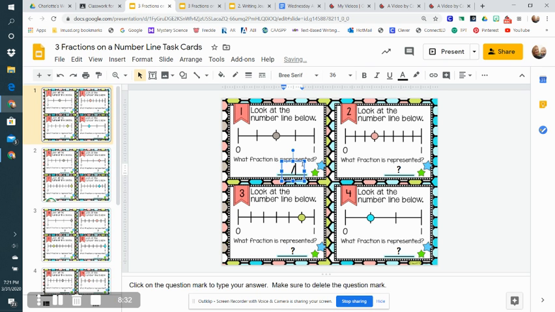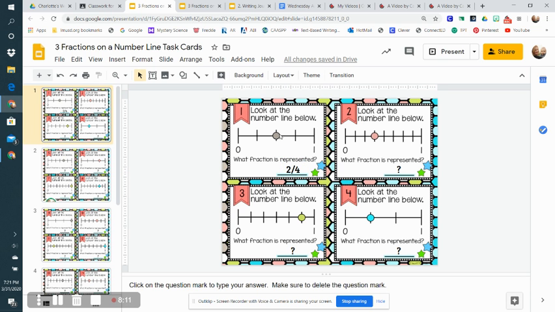All right, so I could start by putting my fraction line here and putting 4. Now I just need to figure out what my numerator is. Remember, the numerator is where the dot is. So the dot is on, we're just going to count 1/4, 2/4. It's on 2/4 right here. So what fraction is represented? 2/4. Okay, let's try another one.